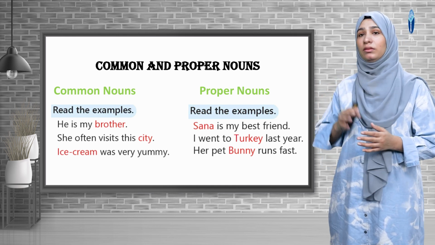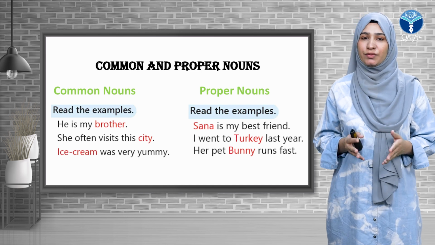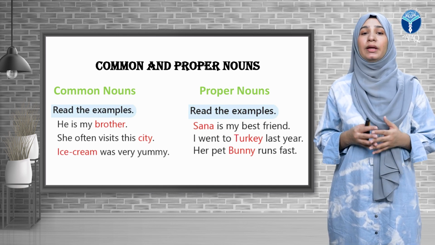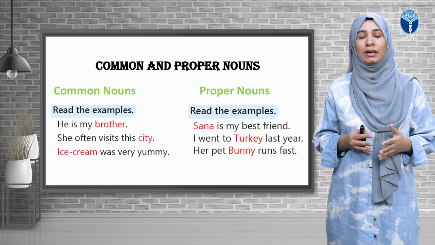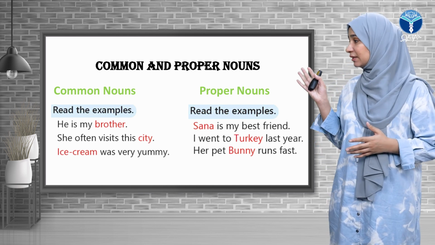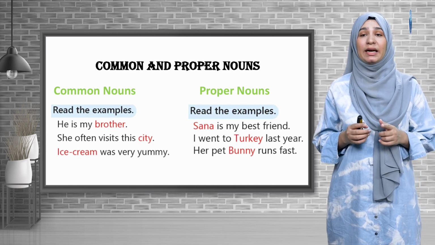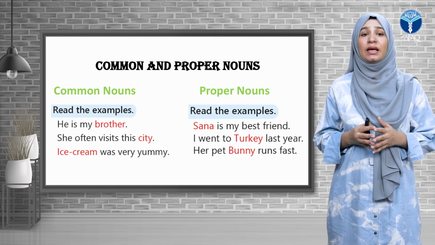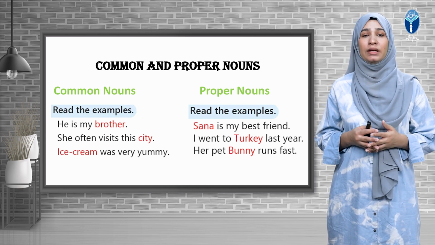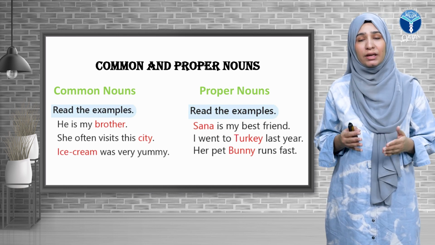And for proper nouns, Sana is my best friend. Sana is the name of a specific person. So that is a proper noun and we will write it with a capital S. Then, I went to Turkey last year. In this sentence, you could see that the word in the middle of the sentence, Turkey, is written with the capital letter T. So that is a proper noun and that is the name of a specific country.